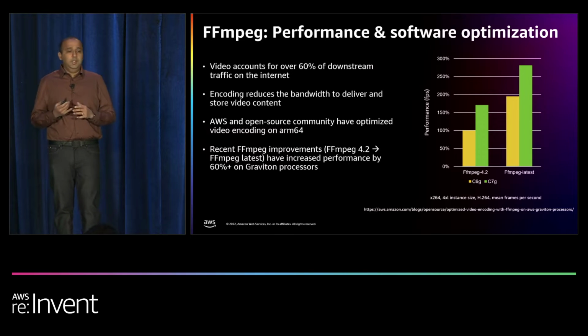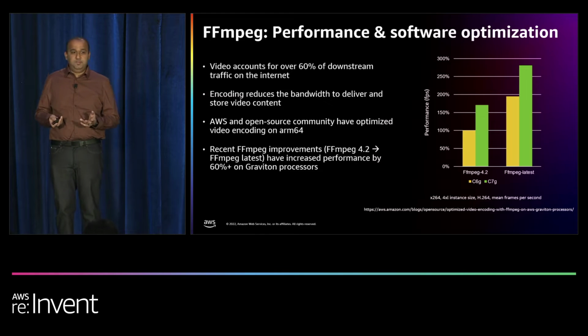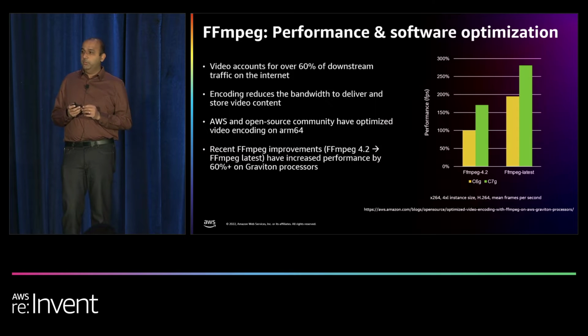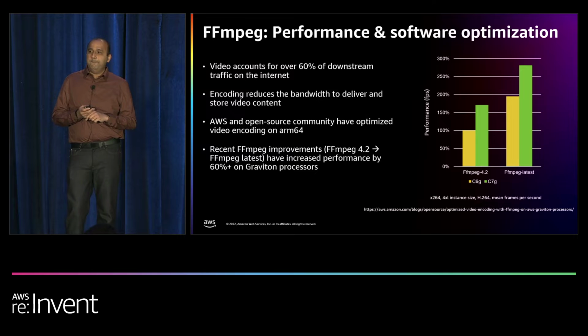Another area that is of growing importance is video processing, given the amount of video that's going through the internet. Video encoding and video processing tends to be a key cloud-based use case. AWS engineers, as well as the open source community, have been collaborating to improve the performance of video processing on Graviton processors and have been driving a number of optimizations into the community.